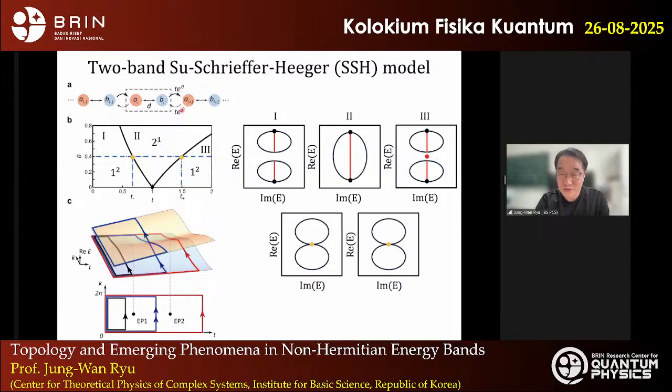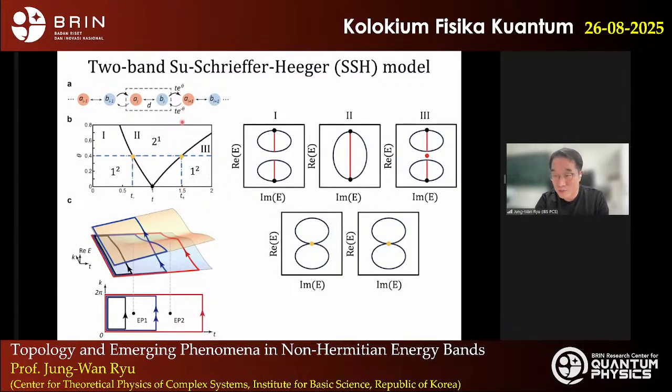If zeta equals 0, this is the Hermitian SSH model. But when zeta does not equal 0, there is non-reciprocal hopping, so this hopping makes the system non-Hermitian. First, if we think of the zeta equals 0 case, this line, and T is smaller than T equals 1 here.